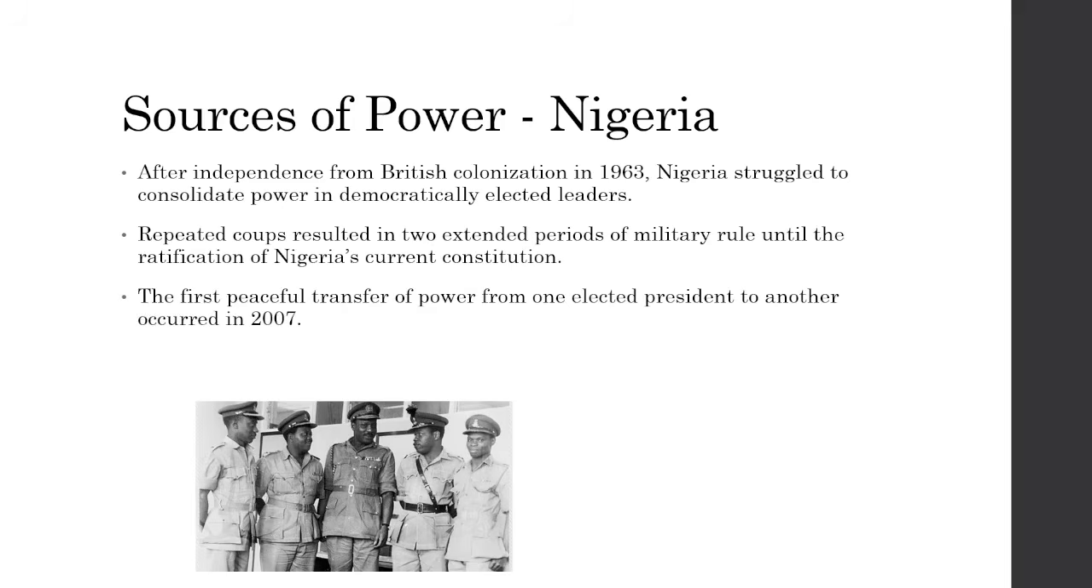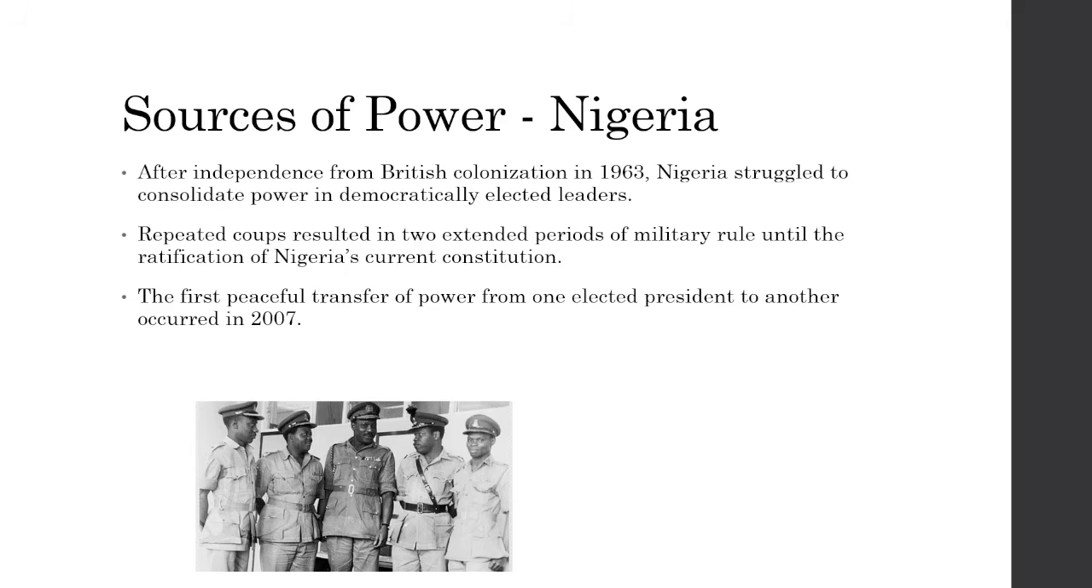So kind of like Mexico, there was a revolution, not really a revolution, but there was a constitution established after a more authoritarian side of government. They didn't have coups in Mexico. For this course, I believe Nigeria is the only one with prominent coups that we talk about. So yeah, the first peaceful transfer of power is very, very recent.